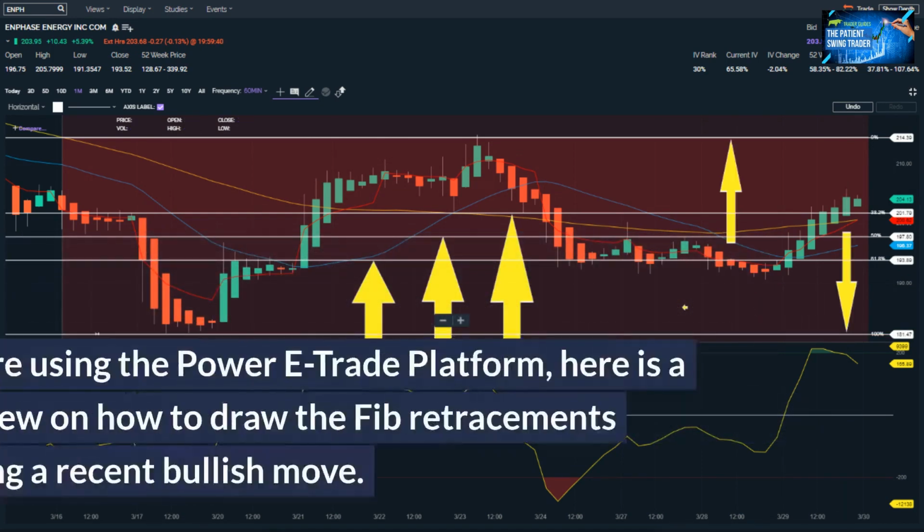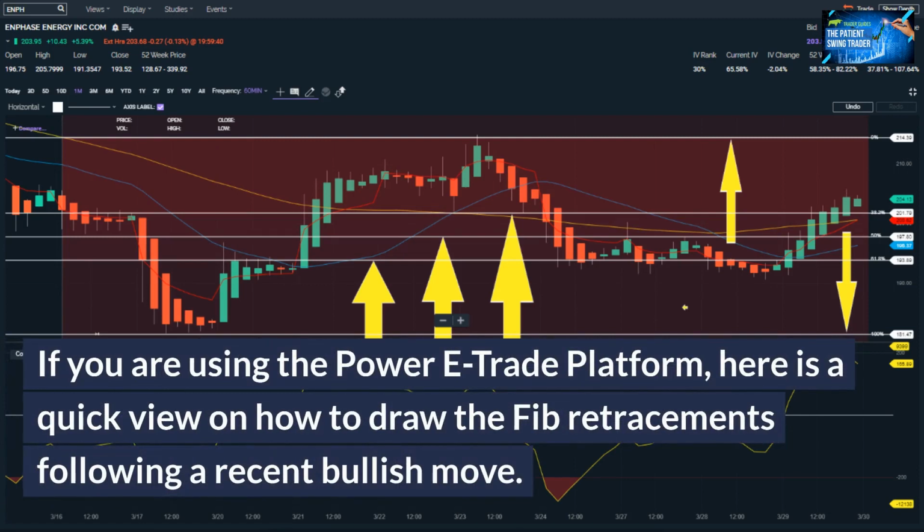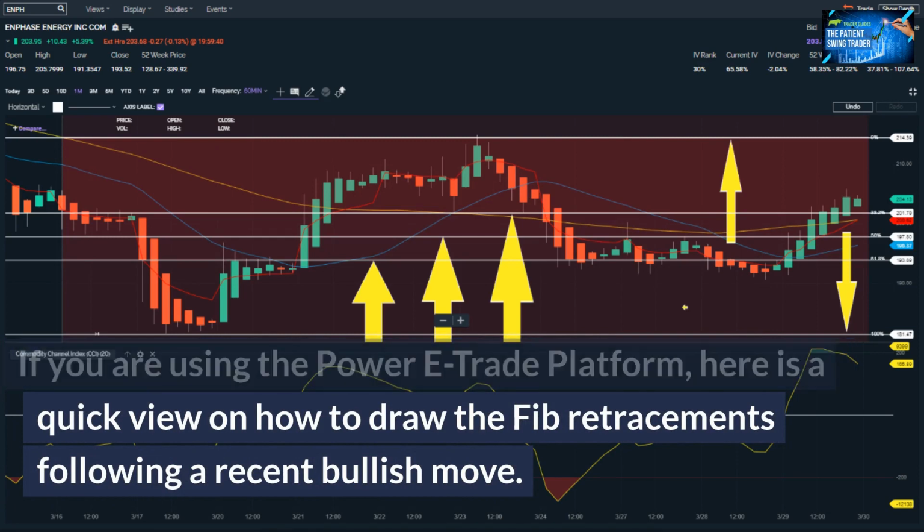If you are using the Power E-Trade platform, here is a quick view on how to draw the Fib retracements following a recent bullish move.